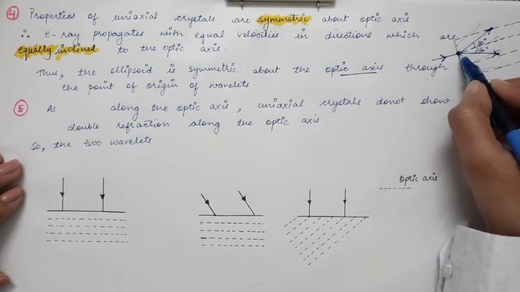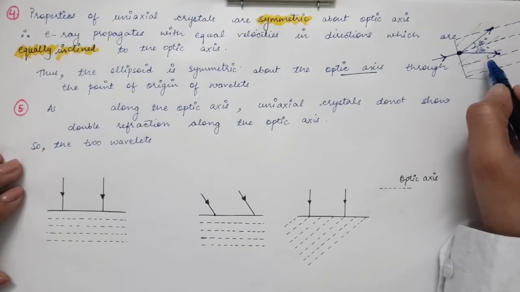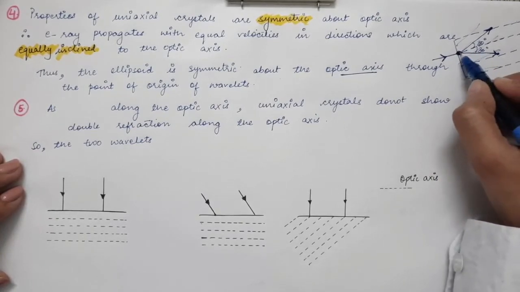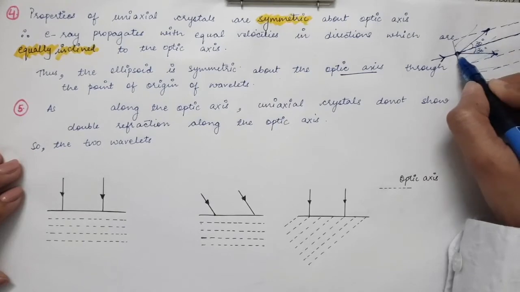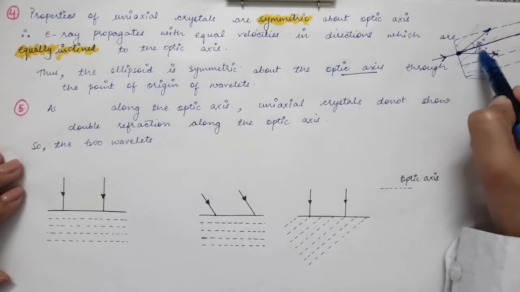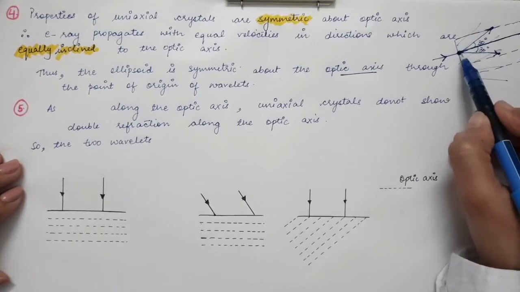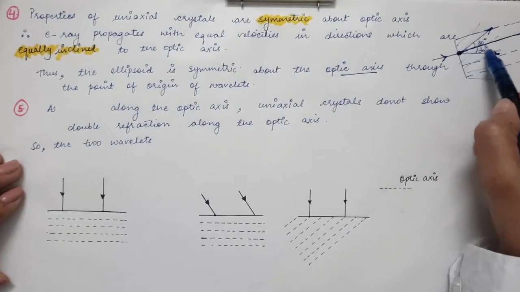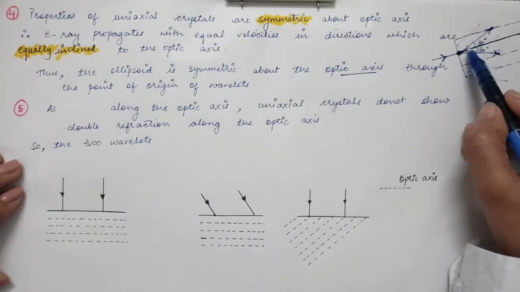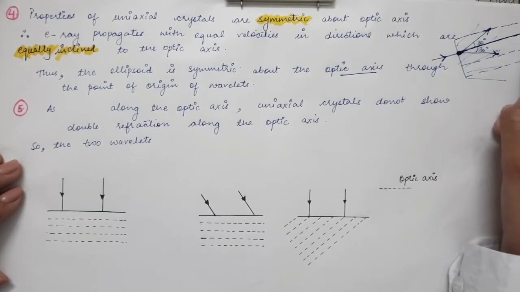Now this is the point of origin of wavelets. From this point only two wavelets will be emitted, one spherical and another ellipsoid. So only this optic axis will be taken into account, and the ellipsoid will be symmetrical about it. We will not consider any other optic axis which does not pass through the point of origin of wavelets. The ellipsoid wavelet for the case of the E ray will be symmetrical about this optic axis only.